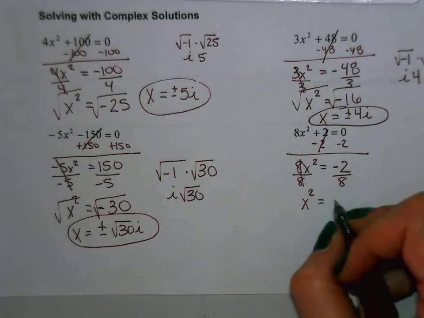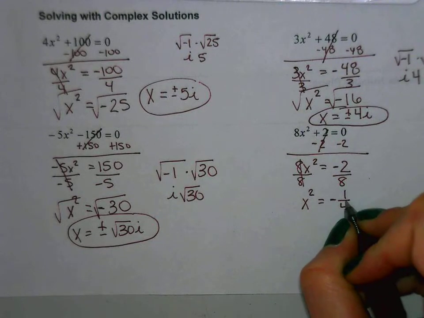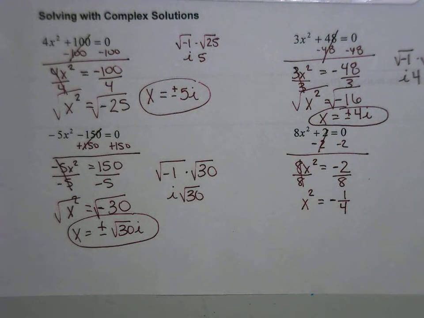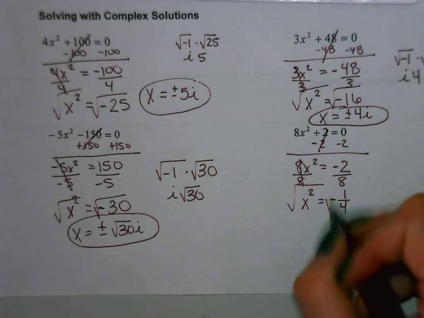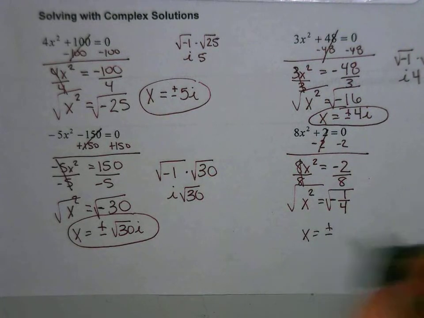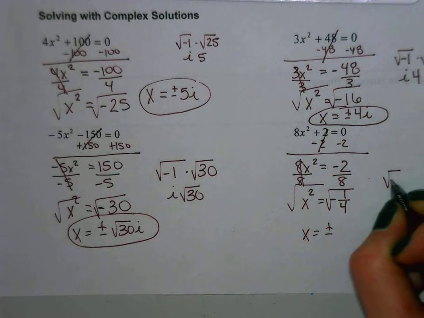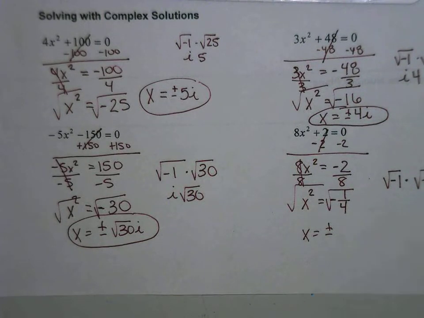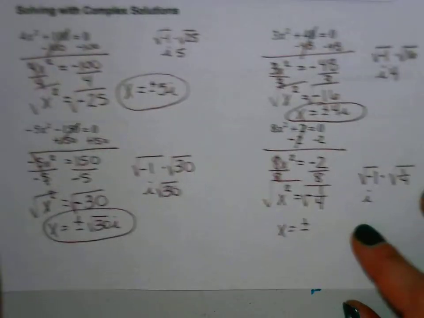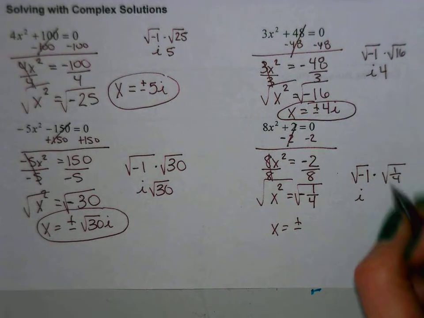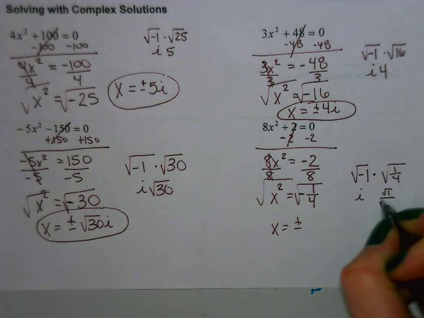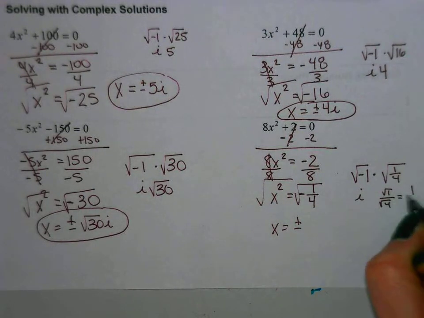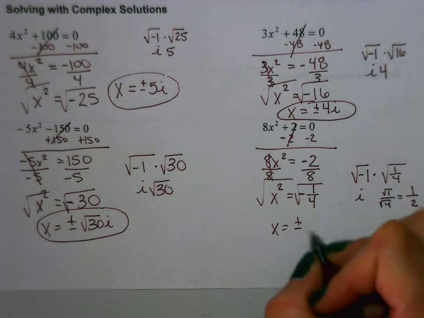So if we square root both sides, x equals, so remember the square root of negative 1/4 is the square root of negative 1 times the square root of 1/4. Square root of negative 1 is i. Square root of 1 divided by the square root of 4. Square root of 1 is 1, and the square root of 4 is 2. So we have 1/2 i.